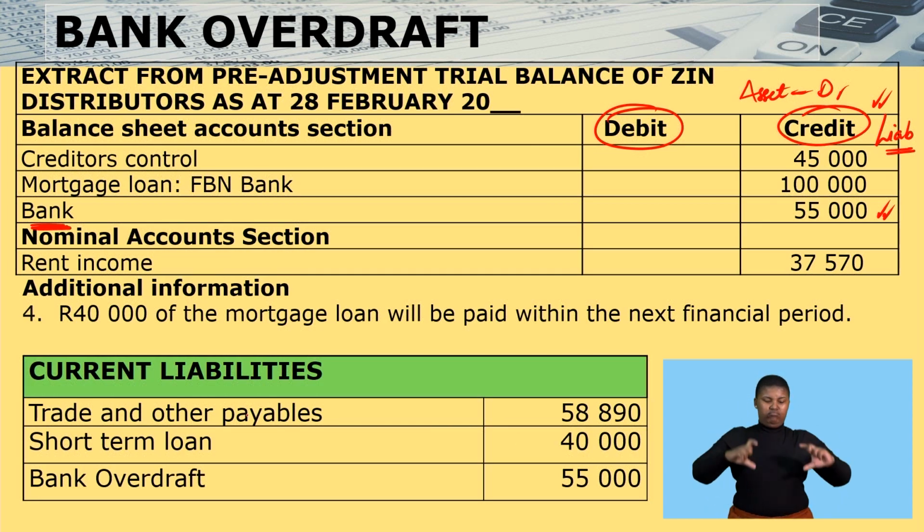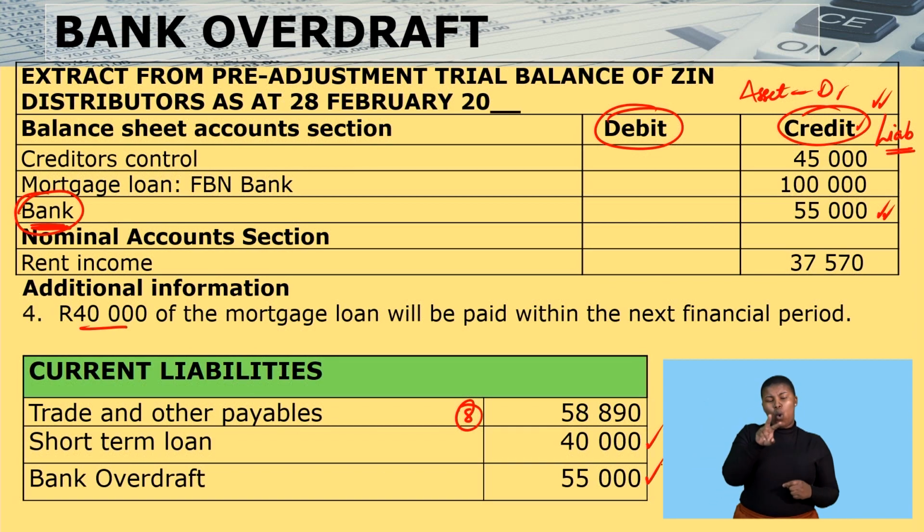Remember, I have my trade and other payables, note number 8. Then I have my short-term loan, a part of the loan that will be paid within the next financial period. We have dealt with that. However, when I look at my bank here, I see that it is not on the debit side, it is on the credit side. And once my bank has a credit balance, it simply means it is a liability. So I come under my current liabilities, bank overdraft, 55,000.